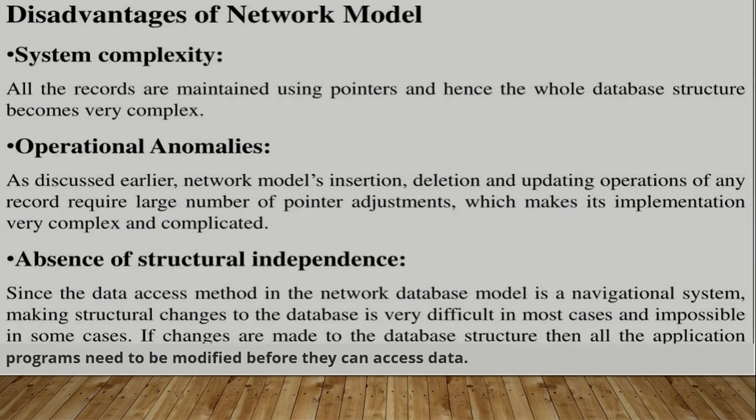So these are some of the disadvantages of the network model. First, we have system complexity, because the records are maintained using pointers, so the whole database structure becomes very complex sometimes. Second is operational anomaly, as we can suffer from insertion, deletion, and updation anomalies in this also, as there are a lot of pointers in this. So its implementation is very complex and complicated, right?